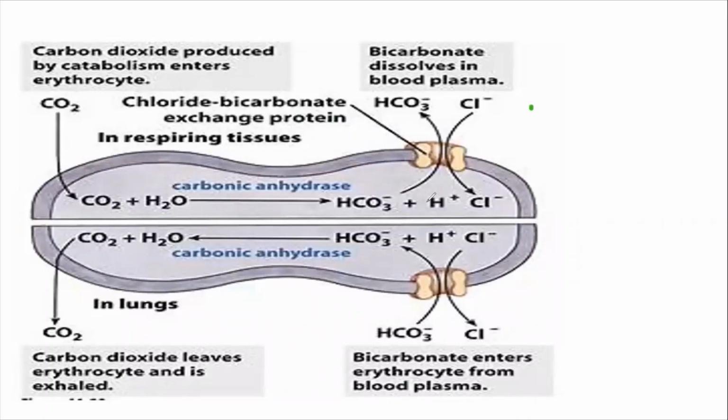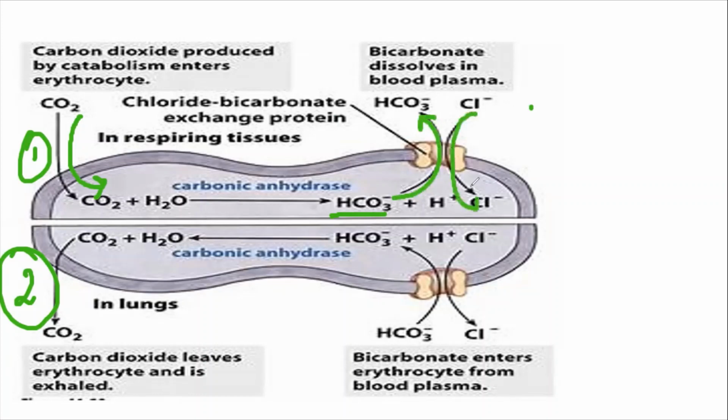So first case, this is in the respiring tissue. So let us say this is the first case and this is the second case. So now what is happening in the respiring tissues? Your carbon dioxide is being produced by the catabolism and then it enters your RBC, where with the help of carbonic anhydrase, it gets converted to the bicarbonate. Okay. Now what is happening? This bicarbonate goes back and gets dissolved into the blood plasma by taking the exchange of chloride ions. Is it clear? This much is clear.